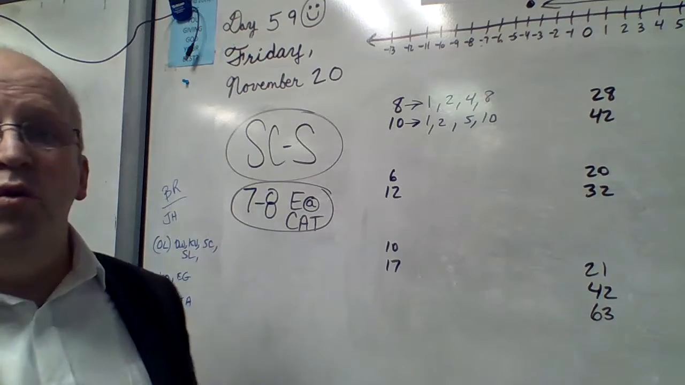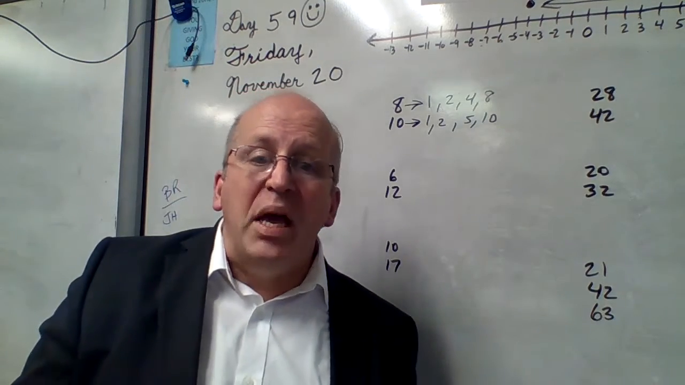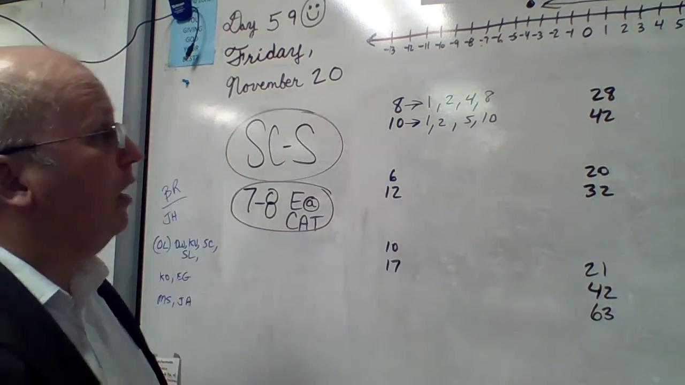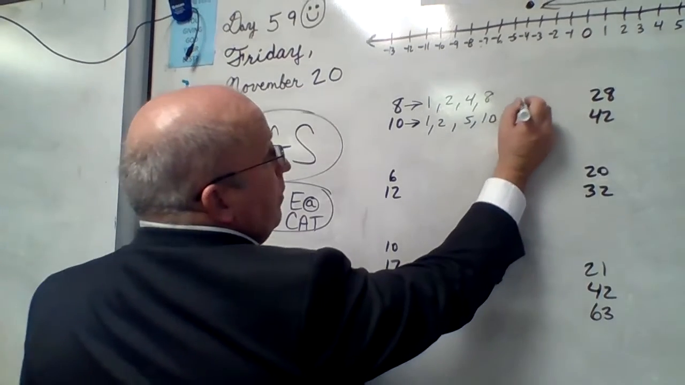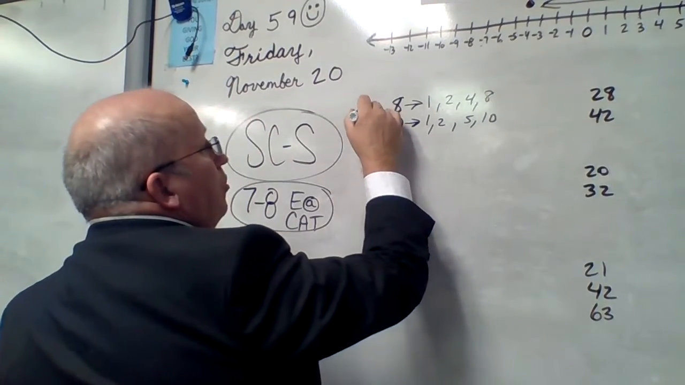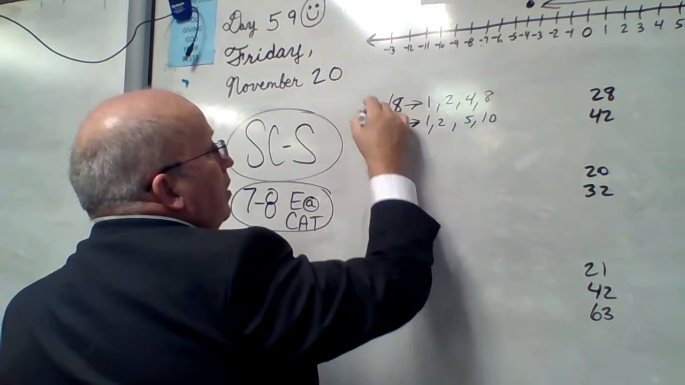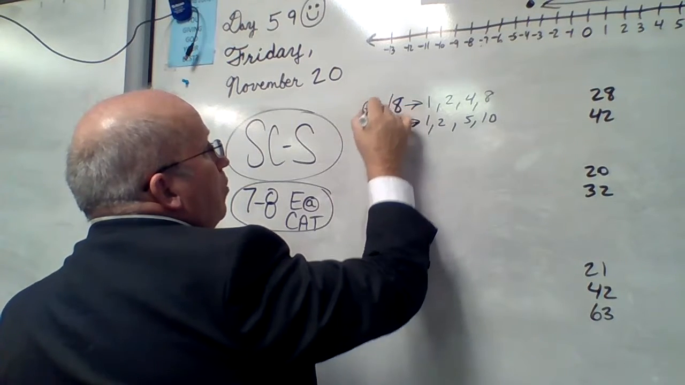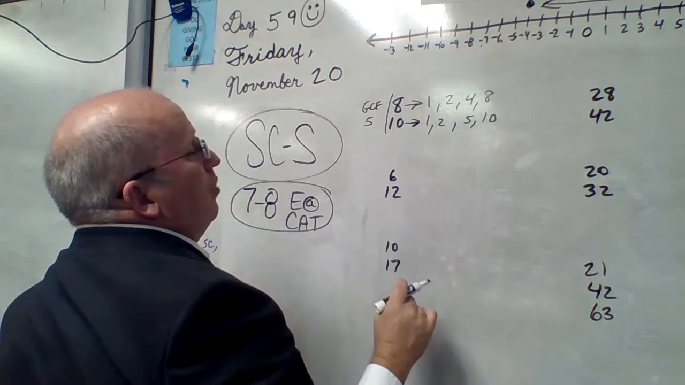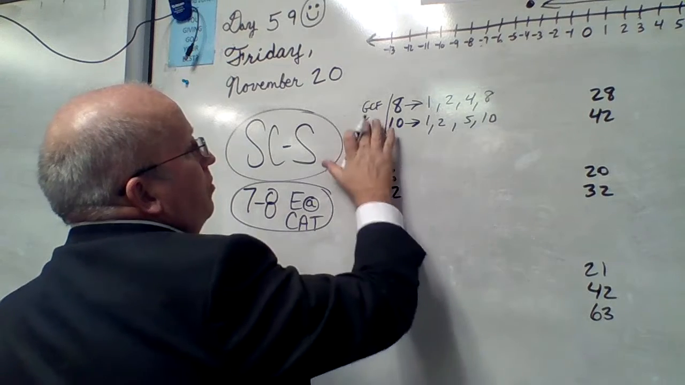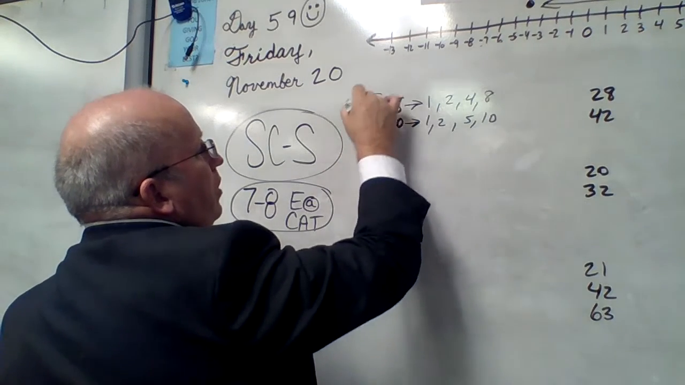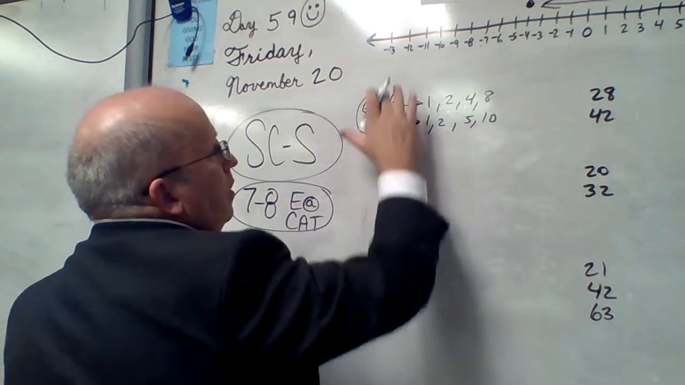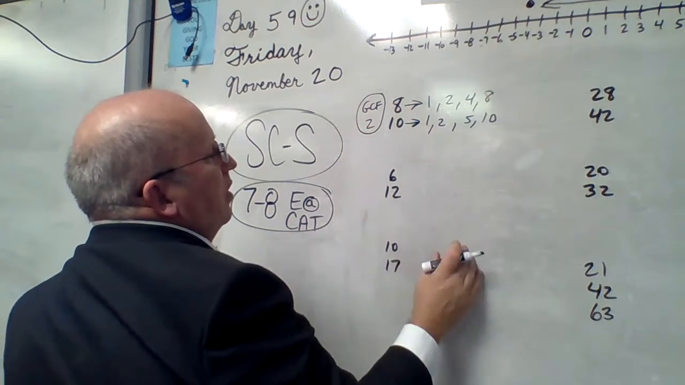Now look at those two lists. What is the biggest number they have in common? The biggest number they have in common is the number 2. So that tells me right off the bat that the greatest common factor of these two numbers is 2. Greatest common factor is 2. Now let's get rid of that line. That's not going to help us.